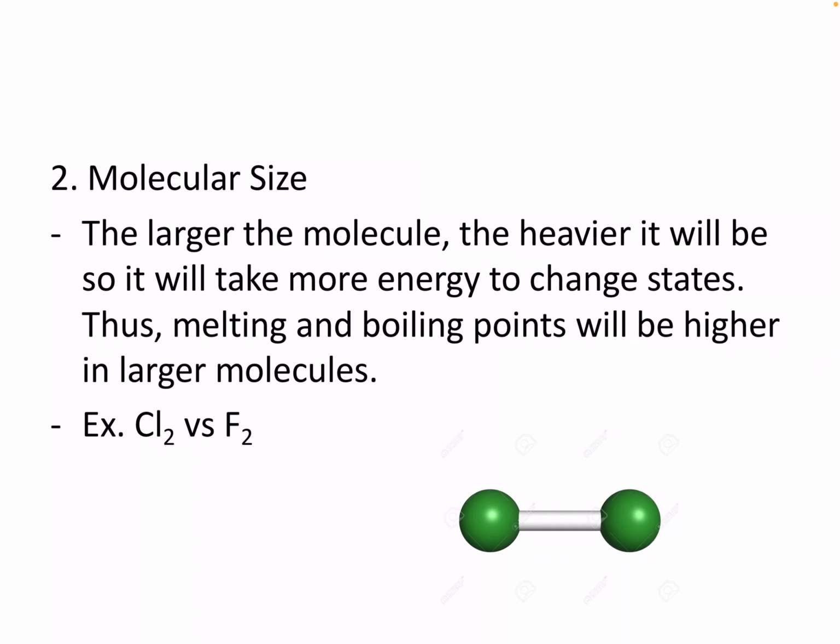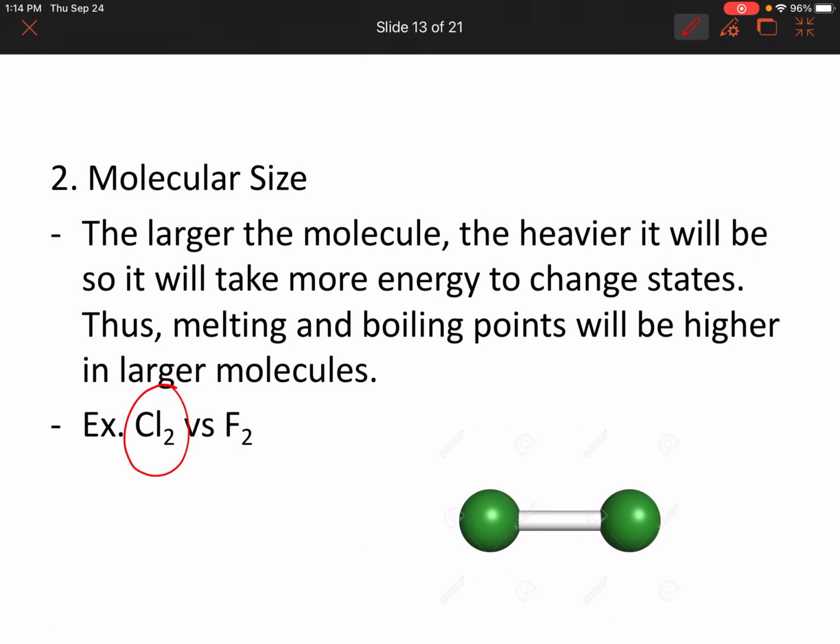So I want you to take chlorine 2 and fluorine 2. So these are diatomic molecules. So I've got chlorine gas and fluorine gas. And the question I would ask you is which one is going to have the higher melting point and boiling point? So to answer that, you would have to find out, well, which one is bigger? Which one is heavier? And if you look on your periodic table, you will find that chlorine is the heavier gas. So chlorine is going to have higher melting point and boiling point than fluorine will.